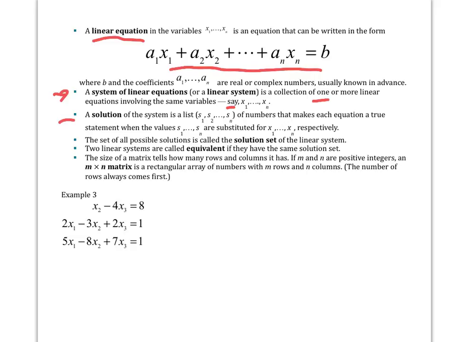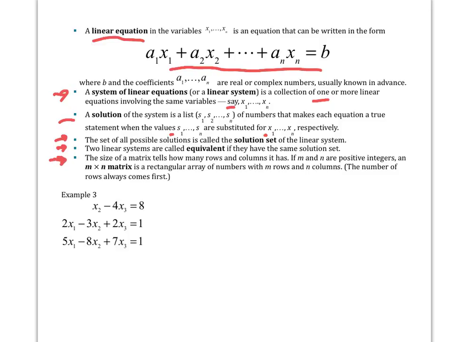A solution is what we end up getting out of this, and we can solve x1 equal to s1 and so on, xn equal to sn. And so we're just getting the values for each one of those if it does have a solution. And the set of all possible solutions is called the solution set of the linear system. And then two linear systems are called equivalent if they have the same solution set. And that's what's happening when we change these rows and manipulate these rows, they're equivalent.